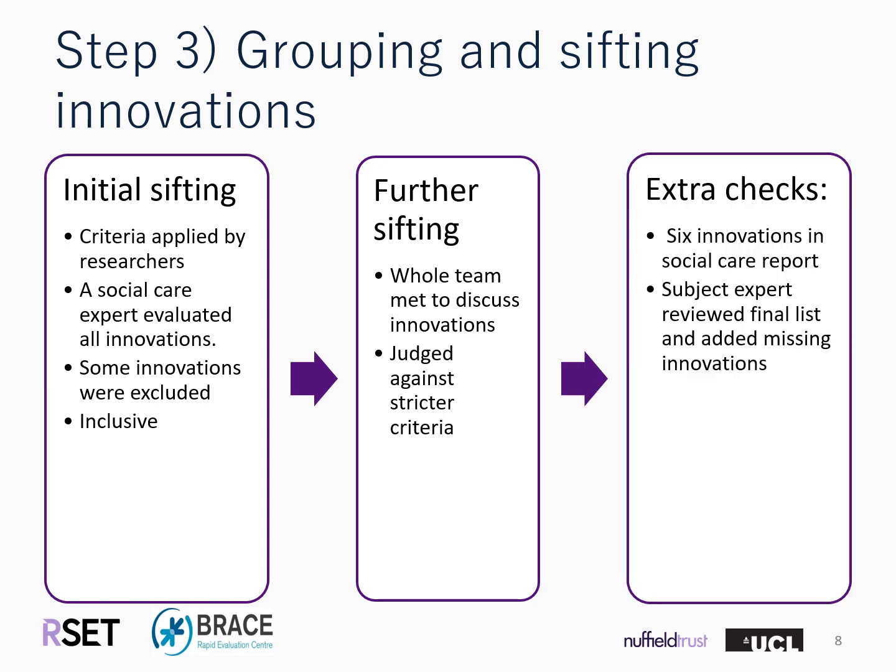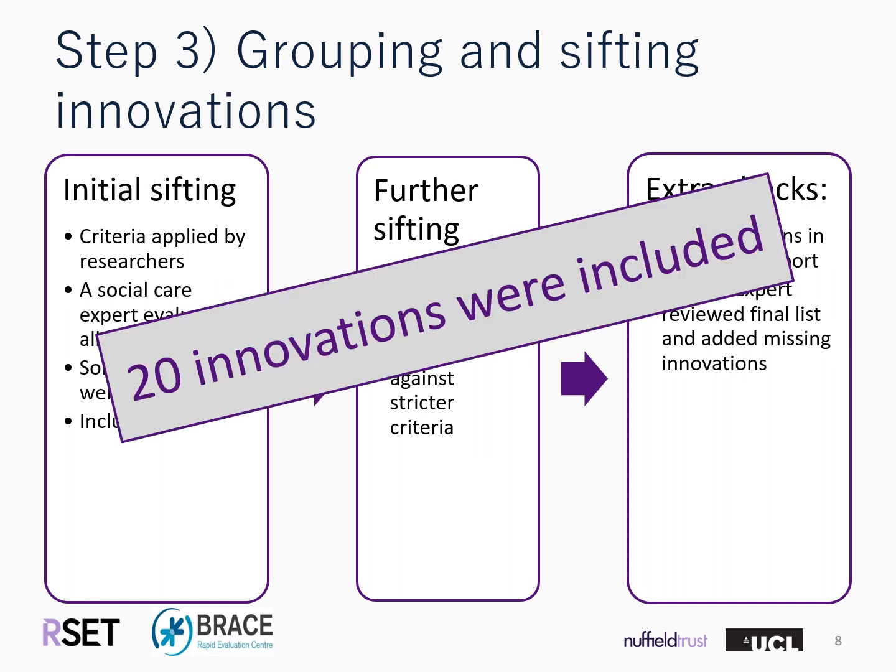Because this was a rapid process and we understood how quickly we'd done this, we also wanted to apply some extra checks. So we checked the innovations included against the 6 innovations in social care report to make sure that we weren't missing any innovations, and a subject expert also reviewed the final list and added any missing innovations in at this stage too. So we ended up with 20 innovations that were then included.